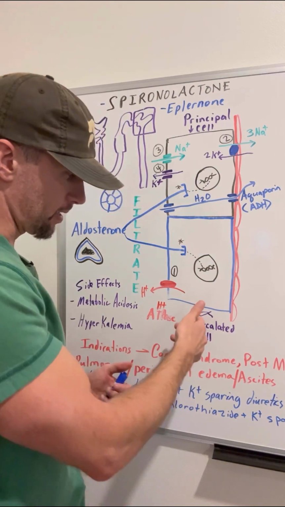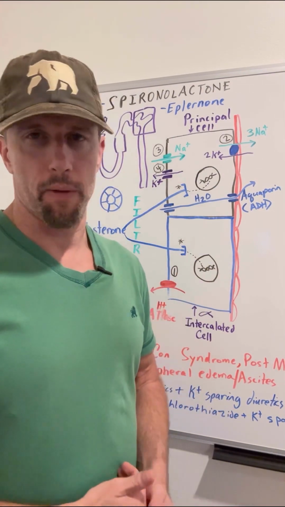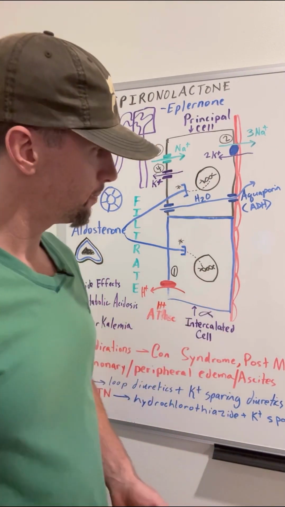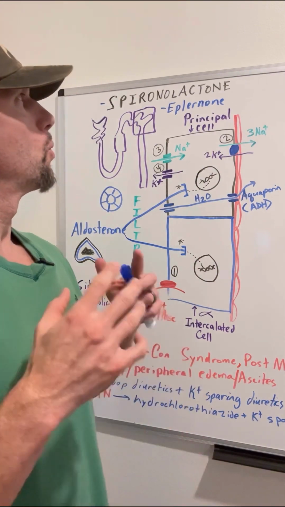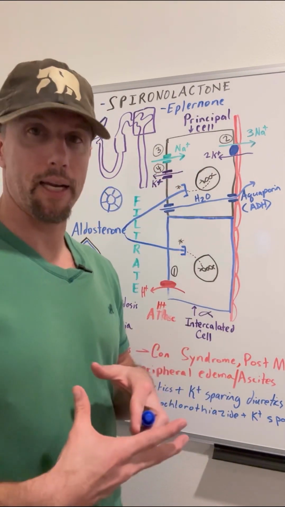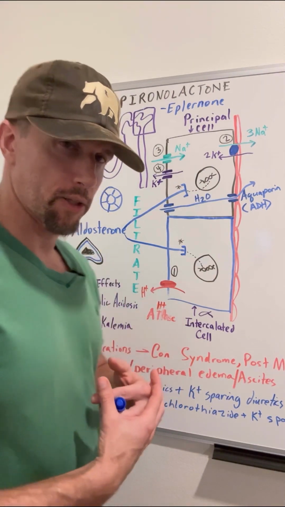It's also going to help us to eliminate acid. The body, a lot of times, is dealing with acid more than base, and so it's kind of nice that it can help get rid of those protons. So we have spironolactone and eplerenone that work by blocking the receptors of aldosterone in the tubule cells.